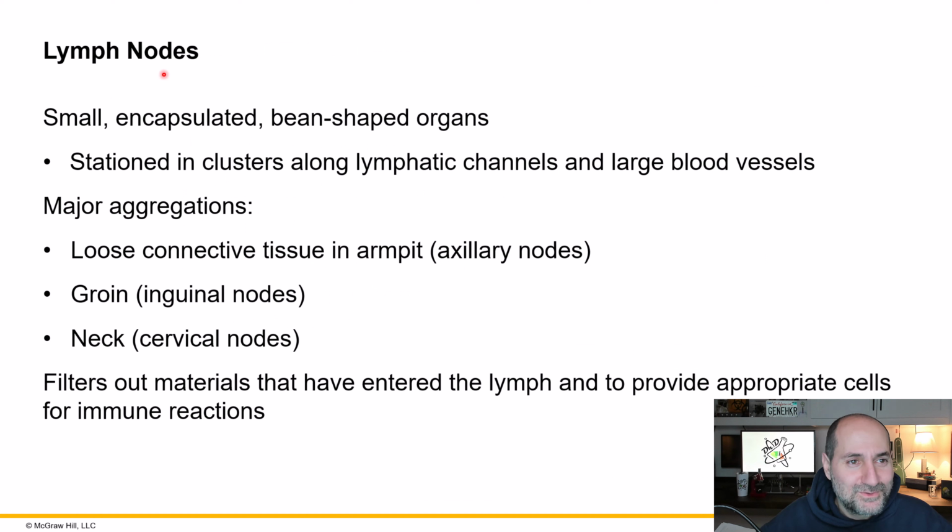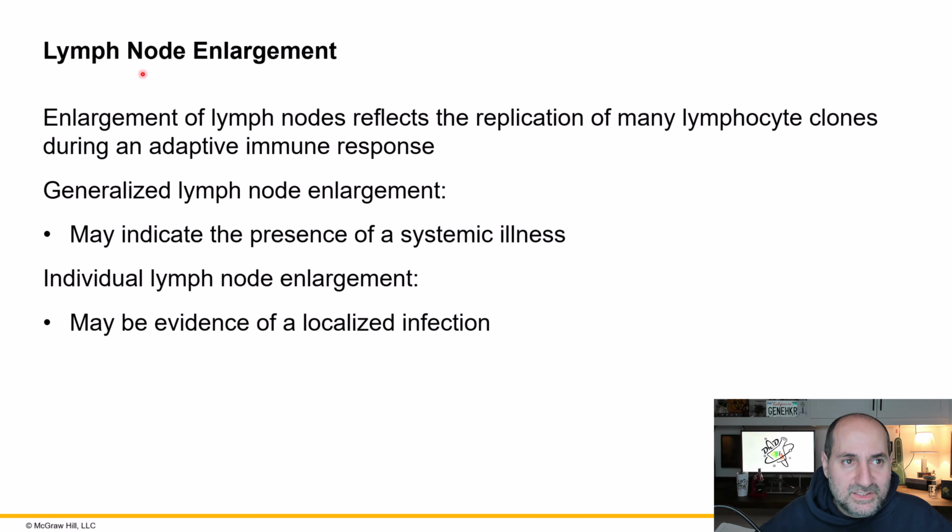Remember, the lymph nodes are so important to understand. These are small encapsulated bean-shaped organs, and their job is to filter out materials that have entered the lymph and to provide appropriate cells for immune reactions. This is where the B cells and T cells interact with foreign antigen. And remember that an enlarged lymph node is indicative of an infection.